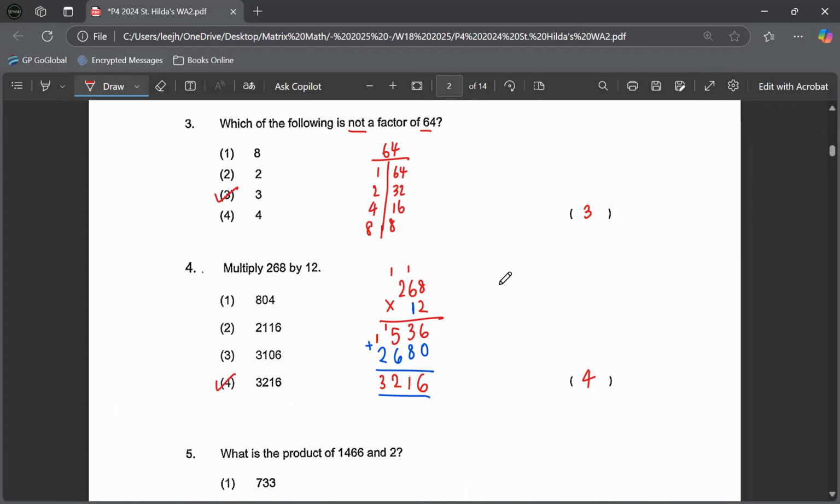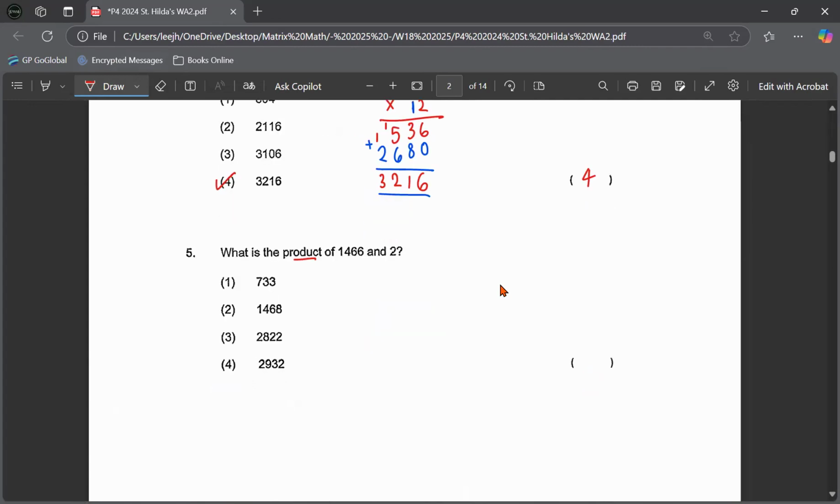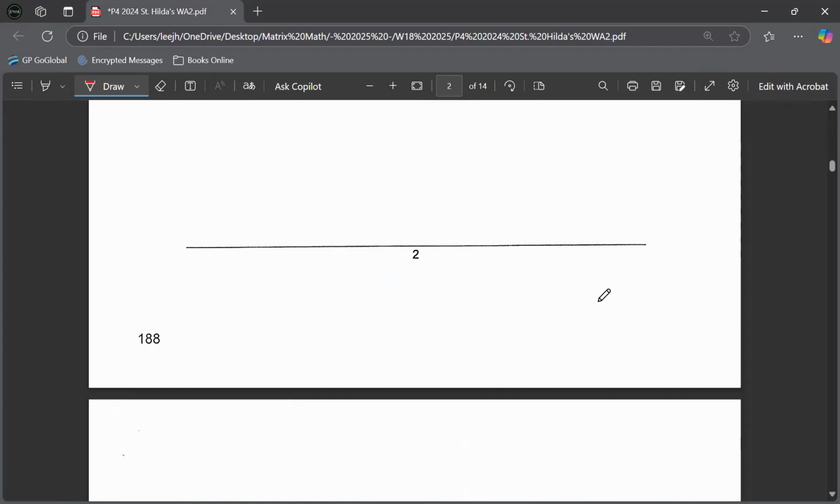Question number 5. What is the product of 1466 and 2? Product means multiply. So you work it out. 1466 times 2. Okay, 6 times 2, 12. Group of 1, 6 times 2, 12. 12 plus 1, 13. 4 times 2, 8. 8 plus 1, 9. 1 times 2, 2. 2932. This will be option 4. Okay, next one.